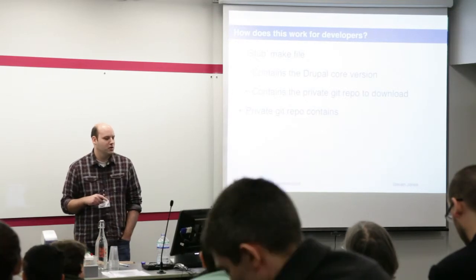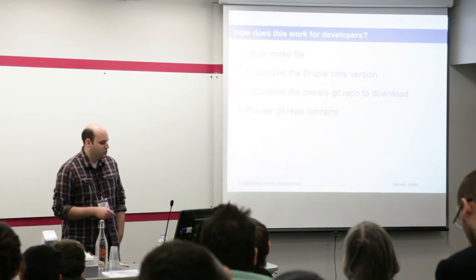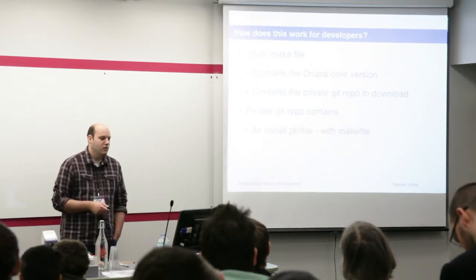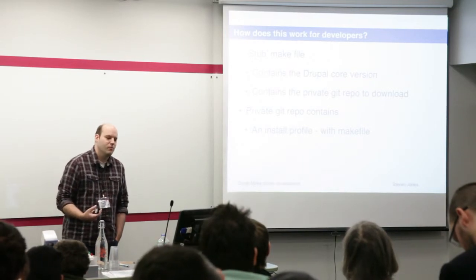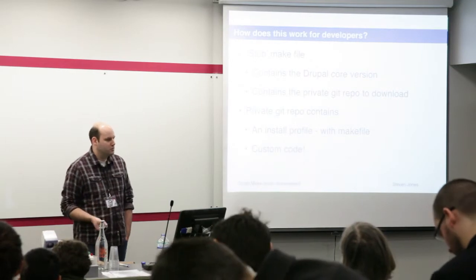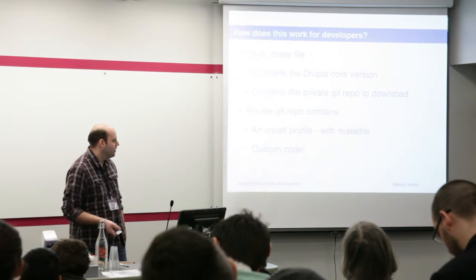That private Git repository, it doesn't have to be private, by the way. It could be a Git repository or whatever repository, it doesn't need to be Git. It is basically an install profile, and it has a makefile in it, and it also has the custom code. So this is where your custom code is going to live, still in Git.